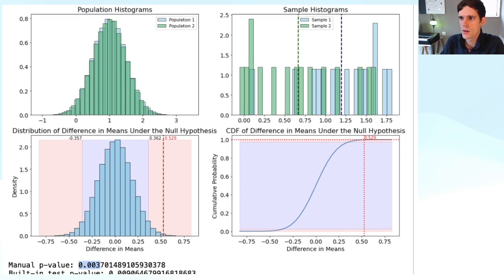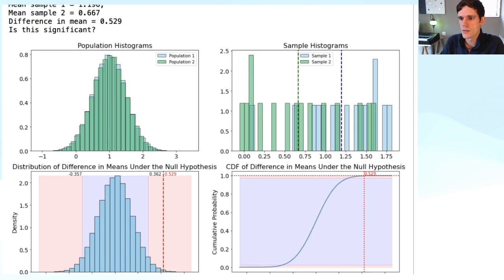Well, it is because we get a non-representative sample. Now clearly, we see that the difference in means for these two samples is very large. In fact, it is 0.529. Now this is incredibly large if you think that the difference in means of the underlying populations is 0.